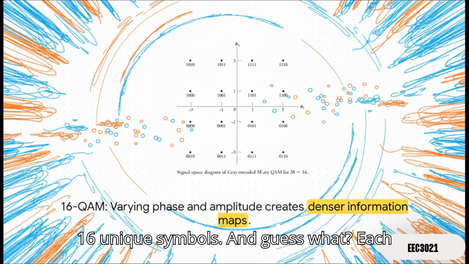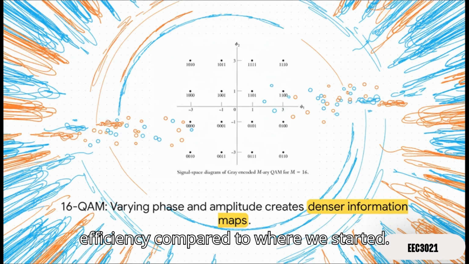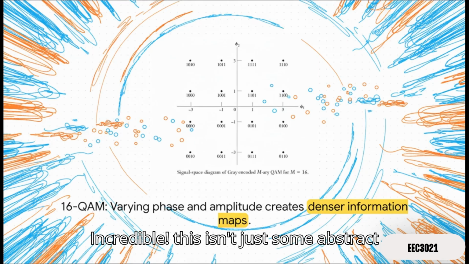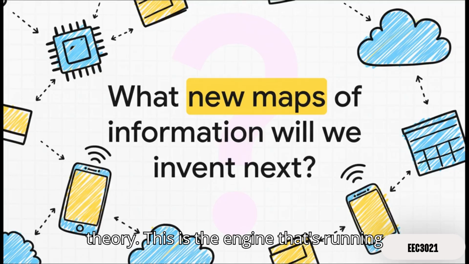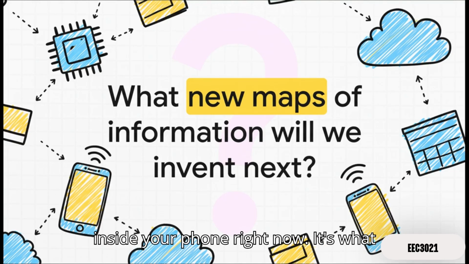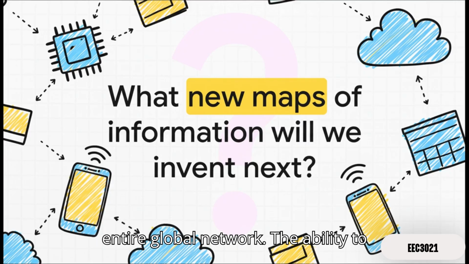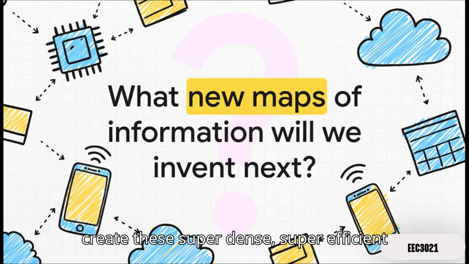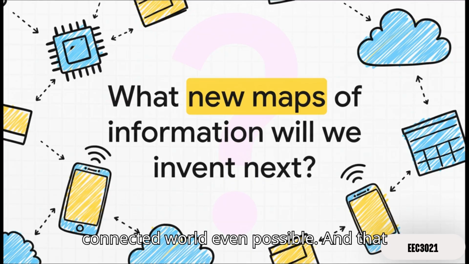We now have 16 unique symbols, and guess what? Each one of those represents a group of 4 bits. We've just quadrupled our data efficiency compared to where we started. Incredible! You know, this isn't just some abstract theory. This is the engine that's running inside your phone right now. It's what powers your Wi-Fi, 5G, pretty much the entire global network. The ability to create these super dense, super efficient information maps is what makes our modern connected world even possible.